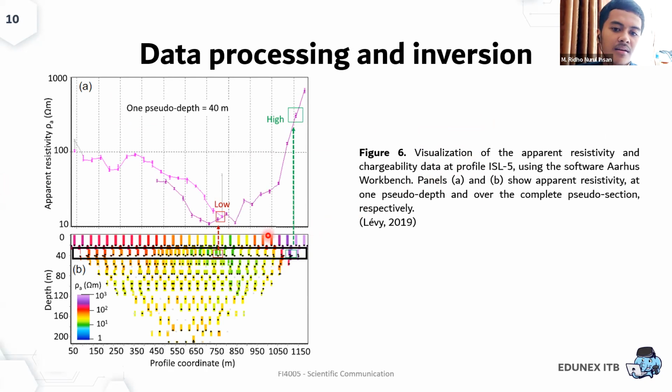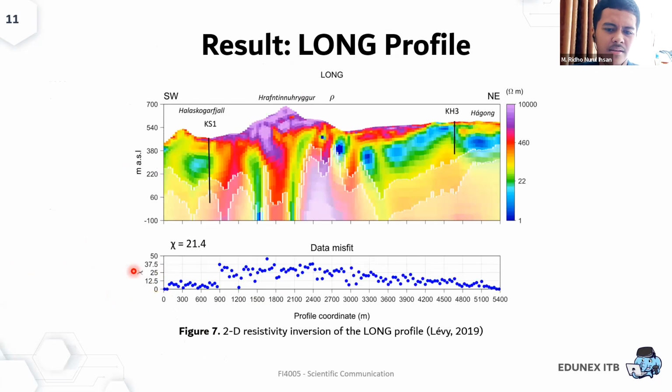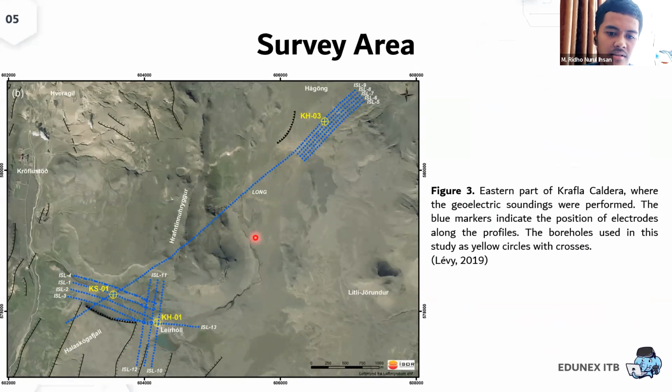This is a sample of data processing and inversion. This is a note from the data that we get. This is the result of the inversion. First, this is for the long profile. You can see the path in this picture.